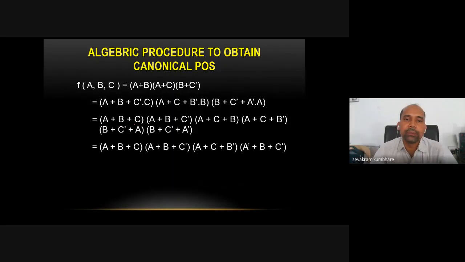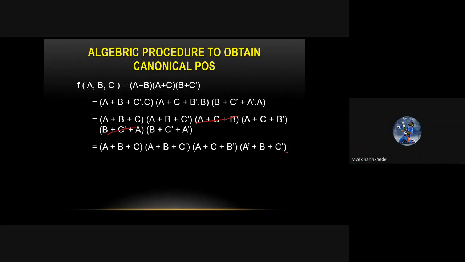Here A plus B plus C is repeated, so you can neglect it. Then A plus B plus C bar is also repeated, so neglect this. Then A plus C plus B bar is not there. So only four terms will be left: A plus B plus C, A plus B plus C bar, A plus B bar plus C, and A bar plus B plus C. Got it? Yes, sir.